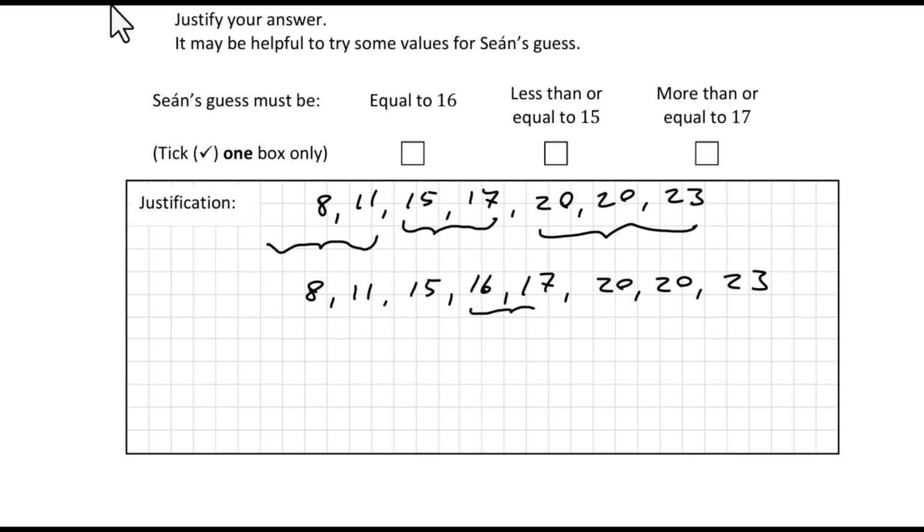So in this case, the 2 middle numbers are 16 and 17. So the middle number between these two is 16 and a half, 16.5. So that's not going to work. So what we need to do then is try 15.